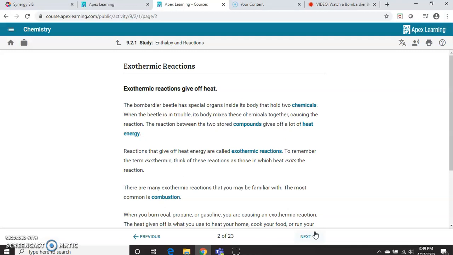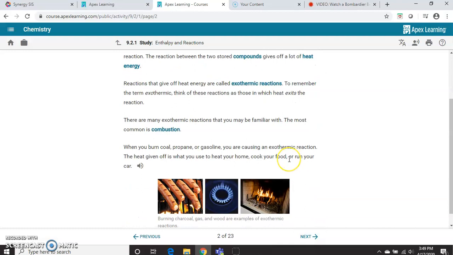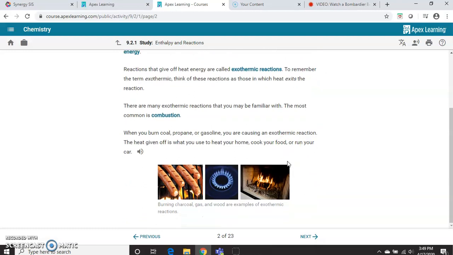So a very common one we learn about in the types of reactions is combustion. When you're burning something, you're causing this exothermic reaction. It's the heat being given off that we use to cook our food, to run the car, to heat the home. That's the heat coming off of that reaction. So those are all exothermic reactions.